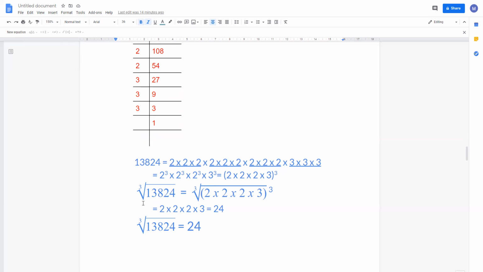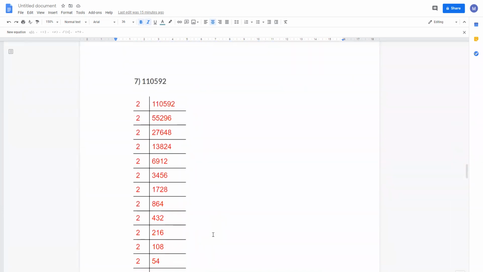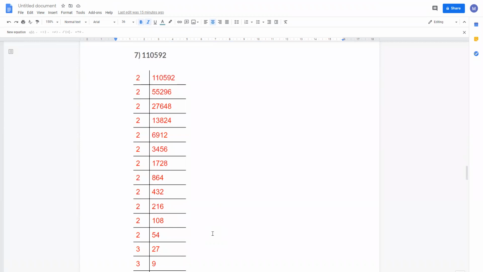So cube root of 13,824 equals cube root of (2 into 2 into 2 into 3) the whole cube. Only the base will remain if you take the cube root of a perfect cube number. So it equals 2 into 2 into 2 into 3. 2 2s are 4, 4 2s are 8, 8 3s are 24. So cube root of 13,824 equals 24. Now I think you have got the method of doing it, because we have done 2-3 questions. Now the 7th question is a very big 6-digit number.